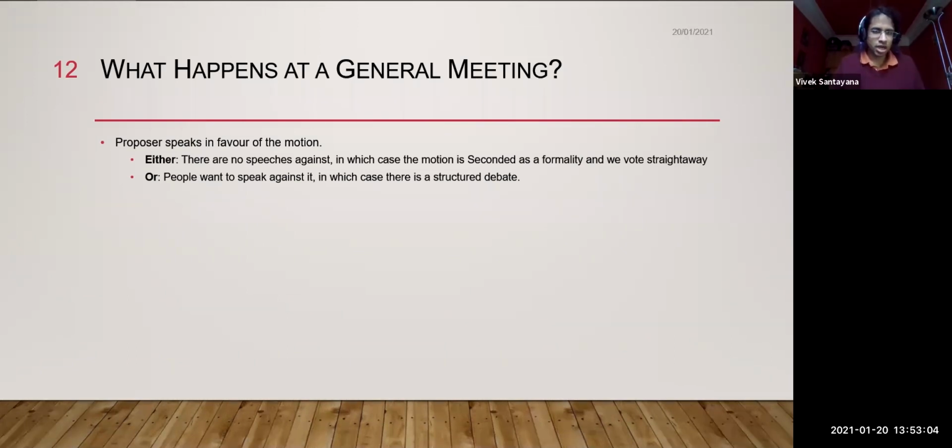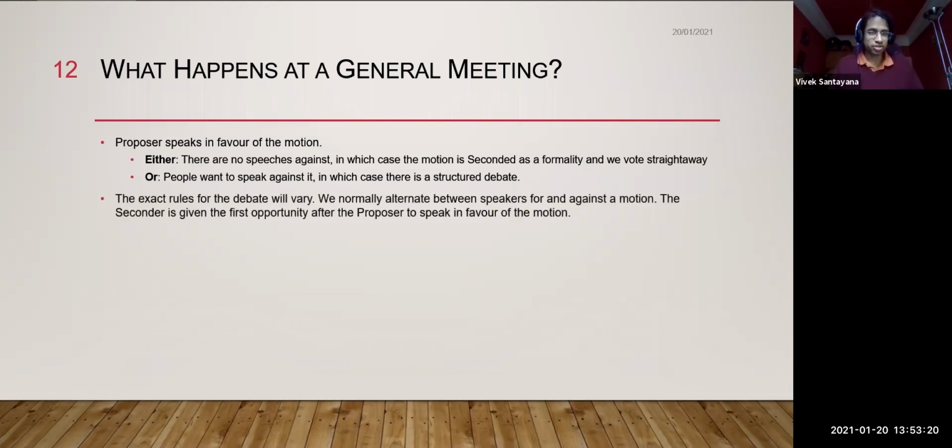Now, either no one wants to speak against the motion, in which case it's seconded as a formality and then we vote on it straight away. Or if people want to speak against it, we go into a structured debate on the motion. When there's a structured debate, the rules for the debate will vary depending on which meeting it is.